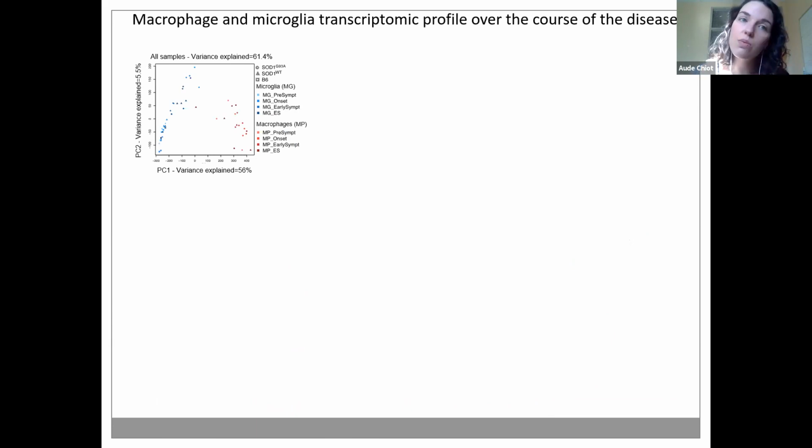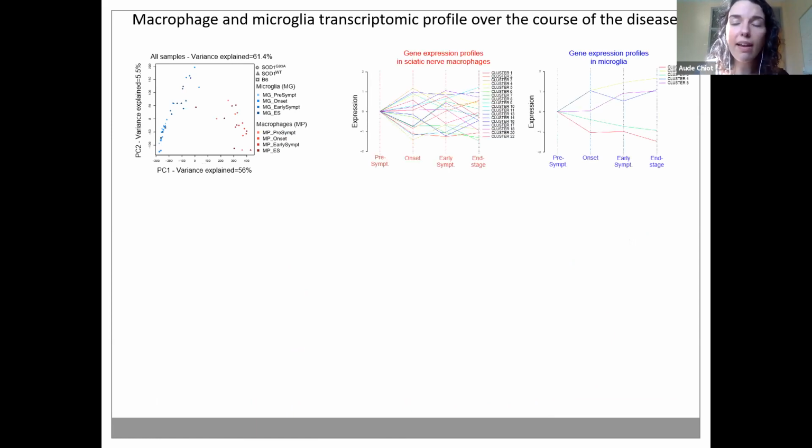So what we did is we isolated the macrophages from the sciatic nerve and the microglia from the spinal cord at the different disease stages, and we performed a transcriptomic analysis. And so the first really surprising result for us is that regardless of the stage of the disease, we had a huge difference between the macrophages and the microglia. They were completely reacting differently to the disease.